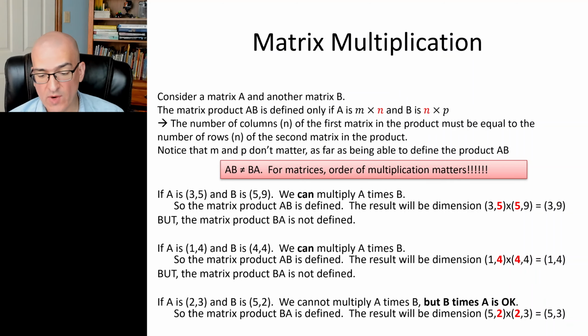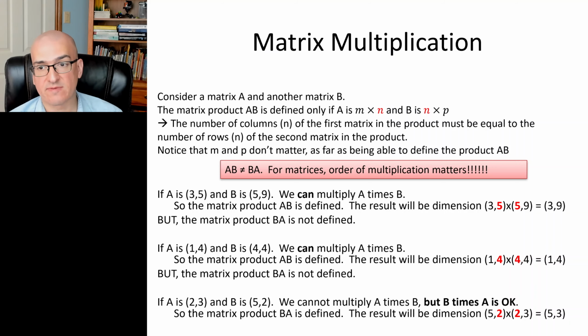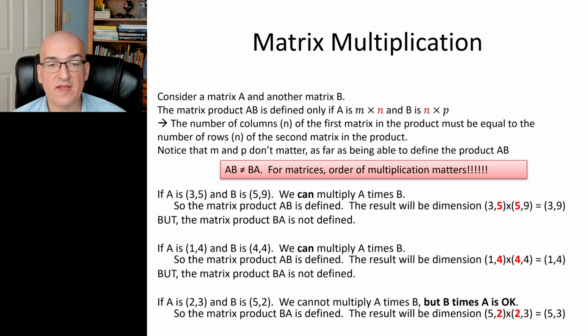But we can't go the other way around. We cannot multiply a 4 by 4 and a 1 by 4 in that order. We can do A times B, but we can't do B times A. The inner dimensions will not cancel when we stack them up.